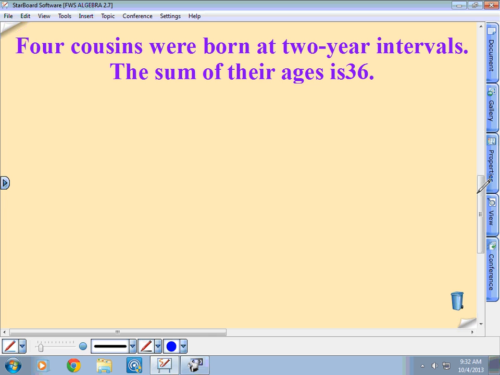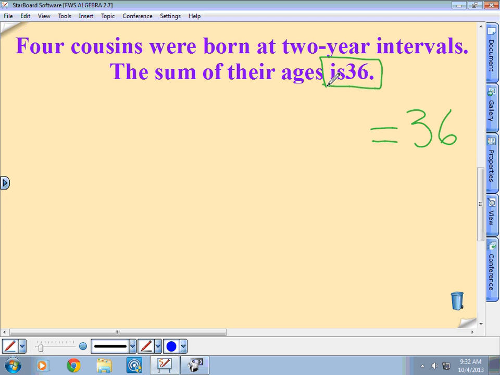All right, so let's get a little bit wordier. Katie, 4 cousins were born at 2-year intervals. The sum of their ages is 36. Where do I want to start with this? Well, it's going to be equal to 36. That's a good place to start.